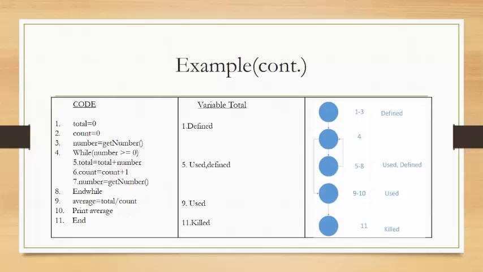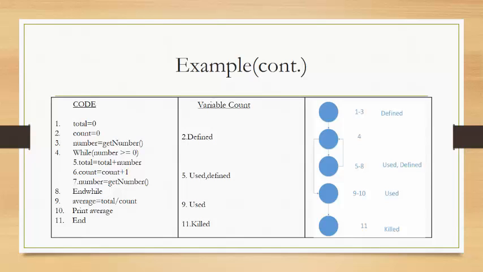Coming to the data analysis part, first for the variable total, we can see that the variable total has been defined in line number 1. It's been used and defined again on line number 5 while calculating the expression total equals total plus number. It's been used again in line number 9 for calculating the average. As the program execution is done, it's been killed on line number 11.